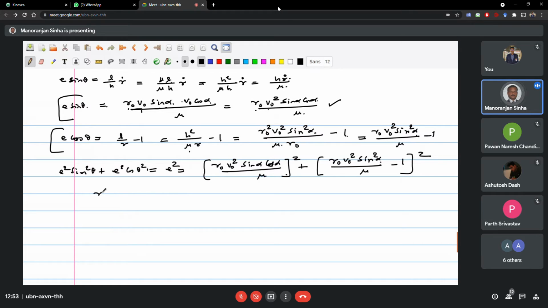If we write R0 V0 square, we can expand it and then simplify it. So a little bit of mathematics only. What is important to note here is that using this equation, not only can you determine E, but also you can determine theta. So theta will have values ranging from 0 to 60 degrees.